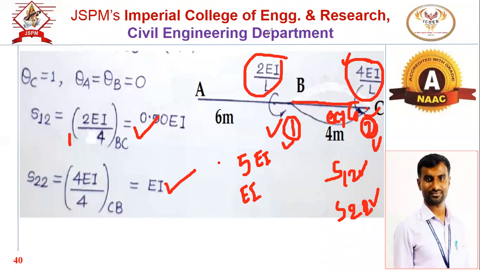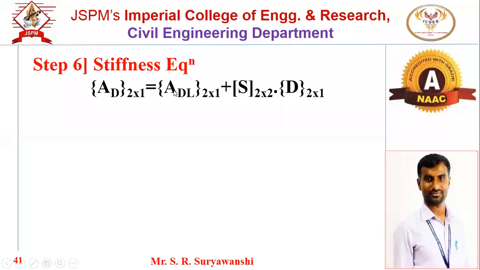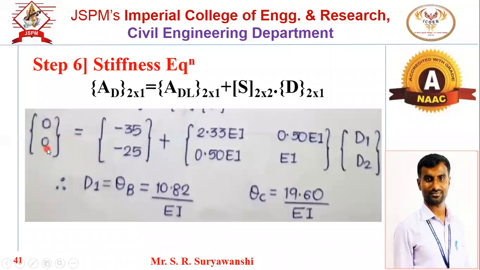Next, we have to use the stiffness equation. The stiffness equation will be AD equals ADL plus S into D. Here we have two unknowns, D1 and D2, so the column matrices will be of order 2 by 1, and the stiffness matrix will be of order 2 by 2. So put the values. AD will be a null matrix. For ADL, minus 35 and minus 25, and for stiffness, 2.33, 1.5, 0.5, 1. D1 and D2 are the unknown displacements that we have to find out. D1 is theta B and D2 is theta C.